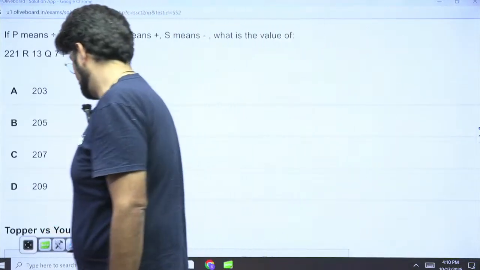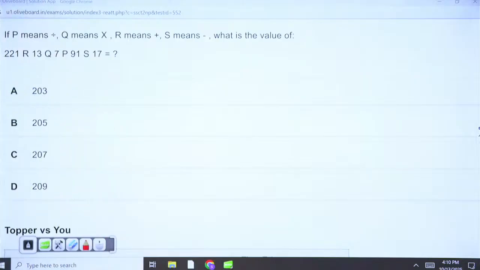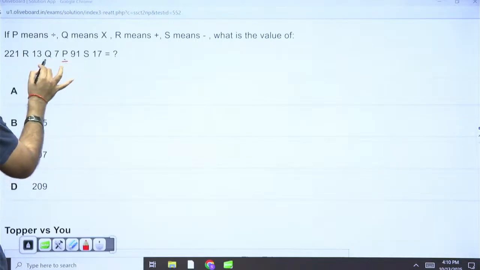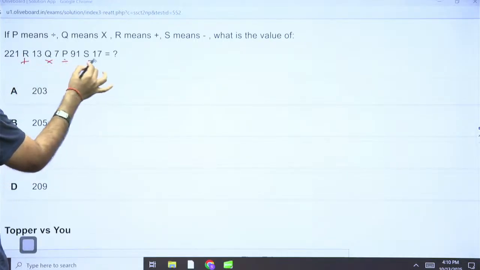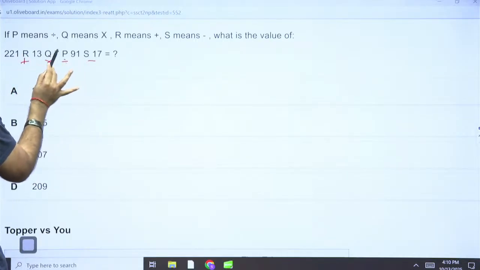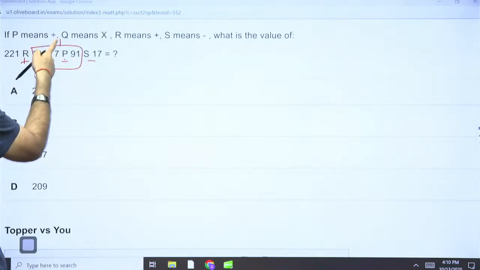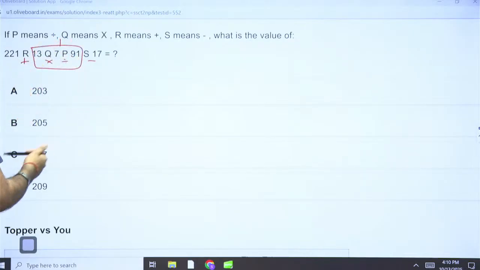Next. Good evening, Sai. P means divide into, Q means into, R means plus and S means minus. 7 divided by 91 is 1 by 13, and 13 into 1 by 13 is 1. 221 plus 1 is 222, minus 17, 205.